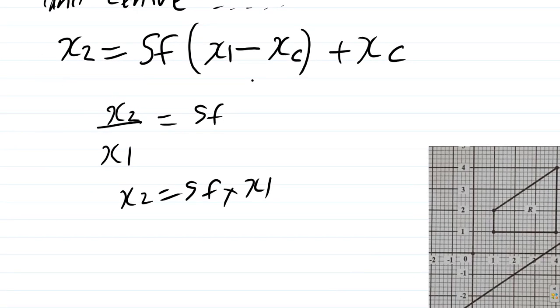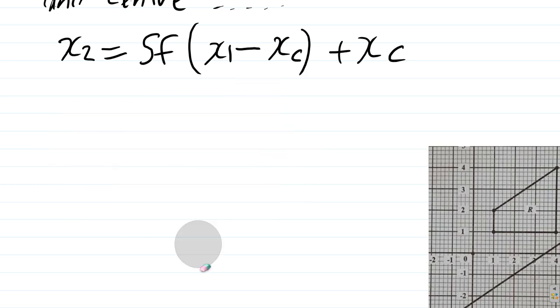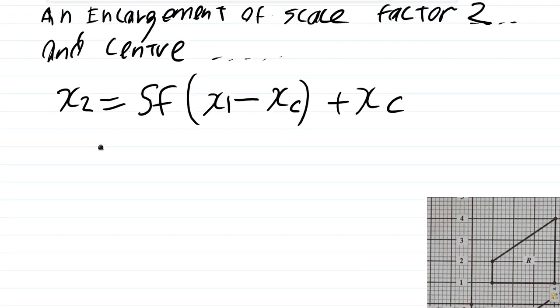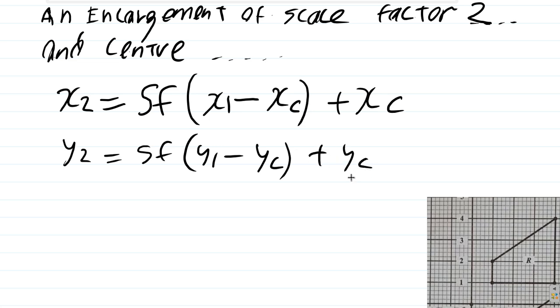Now it's good to remember the formula, and I don't know if they would ask you to calculate it. They did not ask you to calculate it, so you could show it using drawing. You could do it with this formula. Now, same thing applies to y. y2 is equal to the scale factor times y1 minus y at the center plus the y at the center of enlargement.